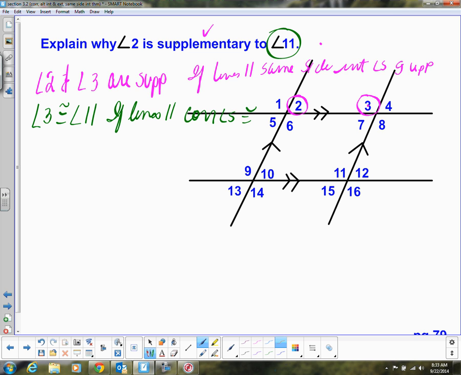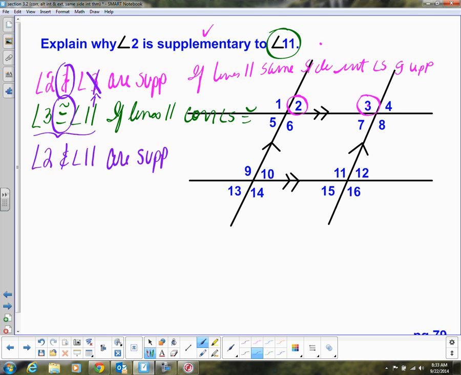We need to say 2 is supplementary to 11, correct? All right, we have 2 and 3. But what do you know about 3 and 11? So can I remove 3 and insert 11 in its place? And will I get angle 2 and angle 11 being supplementary? This is not transitive, because this is the word supplementary and this is congruent. Transitive is all about congruence. So they're supplementary because of substitution. We just did substitution. And I think you all did this in a lot fewer steps than first period.